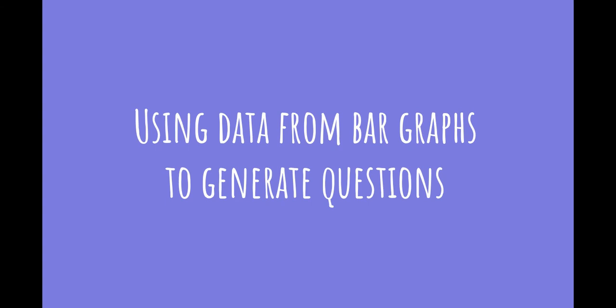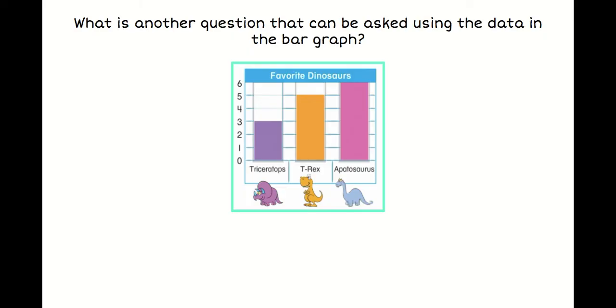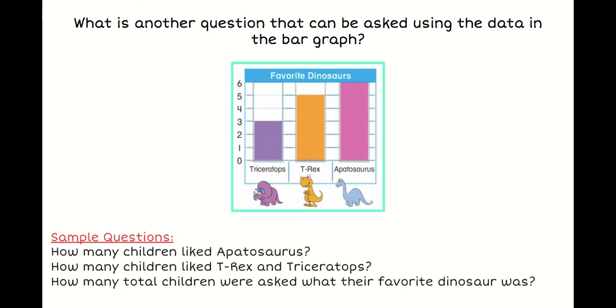So we can now also use data from our bar graphs to ask some questions. What's another question that can be asked using the data in our bar graph? I could ask how many total votes were used in this chart, or how many votes did the most favorite dinosaur get, right? How many total people voted there? How many total votes altogether? All these questions are good examples of questions that we can ask when we look at graphs. This helps give us a better understanding of what the data is telling us.